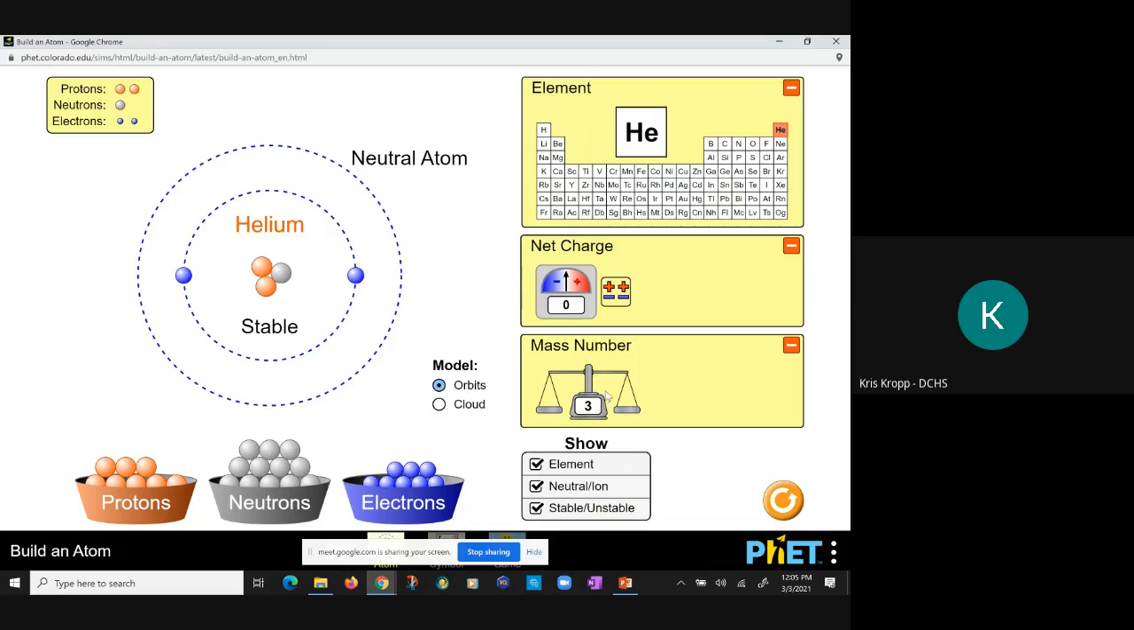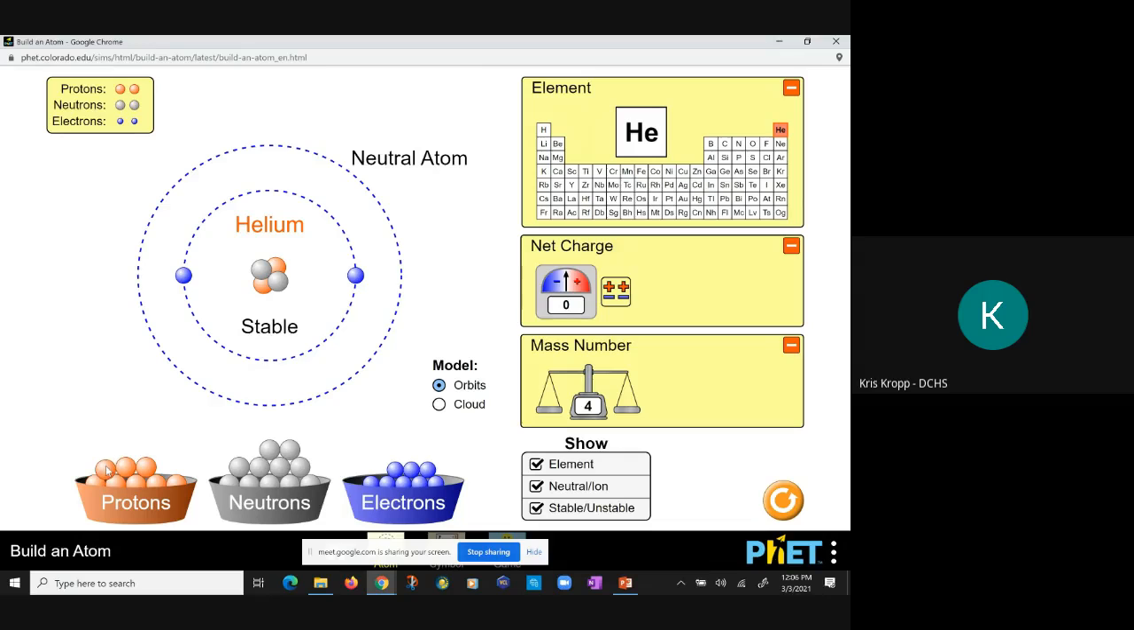So notice my mass number now is 3. Where does that 3 come from? Well, remember, it comes from the 2 protons and the 1 neutron. In fact, if I add another neutron, notice my mass number changes. I still have a stable atom. And the charge doesn't change because I haven't changed positive or negative stuff. I'm just adding neutrons that have no charge. They're neutral.